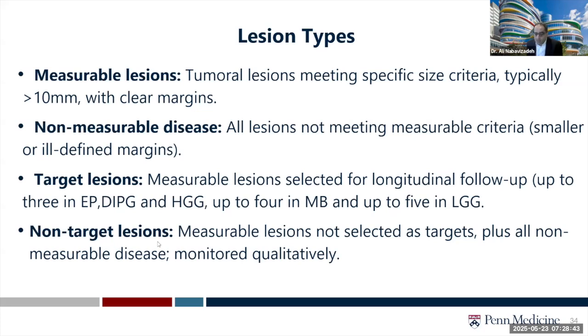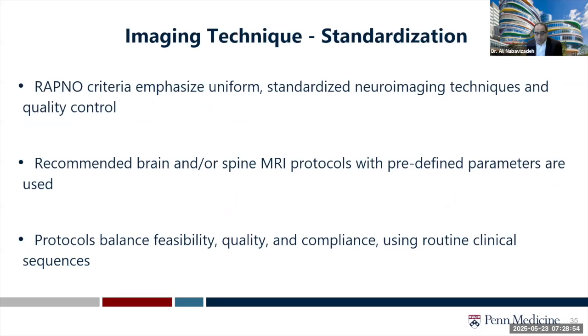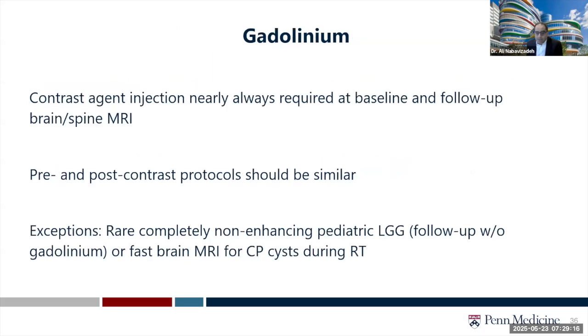And non-target lesions are the measurable lesions that basically wouldn't be selected as targets. Imaging techniques, again similar to RANO 2.0: it's very important to have standardized imaging techniques for pediatric brain tumors. The recommended guidelines are published in the RAPNO publications for both brain and spine MRI. I'm not going to focus on every one, but I'm going to focus on the main points.